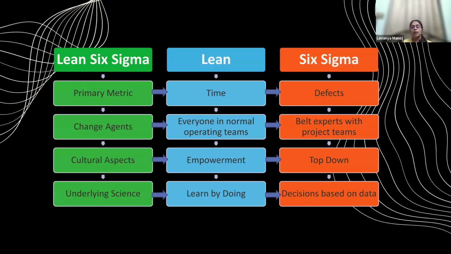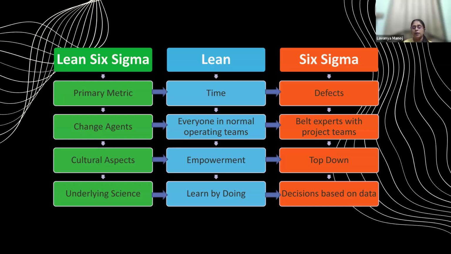Six Sigma focuses on defects. So identify the defects, identify the problems and resolve the problems then and there. So if you combine that, it's a primary metric. So if you are following lean plus Six Sigma, that forms a primary metric.